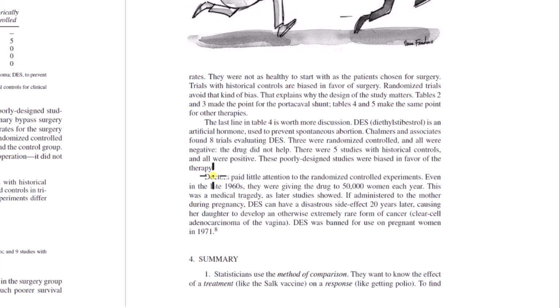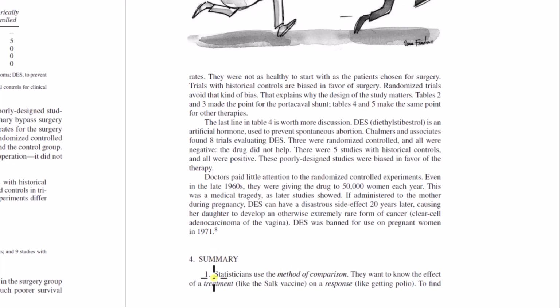The comparisons of the treatment group with the historical group showed that DES had positive results, but the randomized controlled experiments showed the opposite. Doctors paid little attention to the randomized controlled experiments. Even in the late 1960s, they were giving the drug to 50,000 women each year. This was a medical tragedy, as later studies showed. If administered to the mother during pregnancy, DES can have a disastrous side effect 20 years later, causing her daughter to develop an otherwise extremely rare form of cancer. DES was banned for use on pregnant women in 1971. So again, the well-done experiments, the quality experiments, were giving a negative review of this DES.